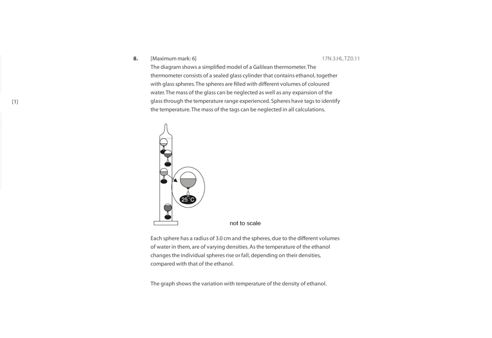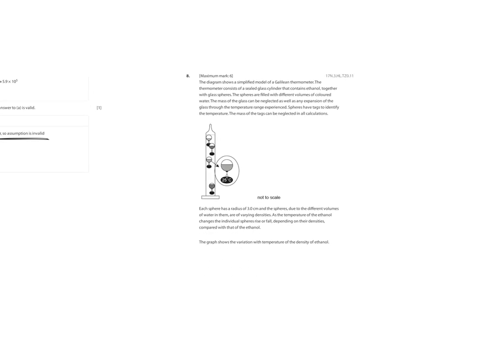It says each sphere has a radius of 3 centimeters, and the spheres, due to different volumes of water in them, are of varying densities. So they'll have the same size and the same volume, but the actual amount of water in them is different, so their densities are different. And then as the temperature of the ethanol changes, the individual spheres rise or fall depending on their densities compared with that of ethanol. So the buoyant force is affected. And the graph shows the variation with temperature of the density of the ethanol.